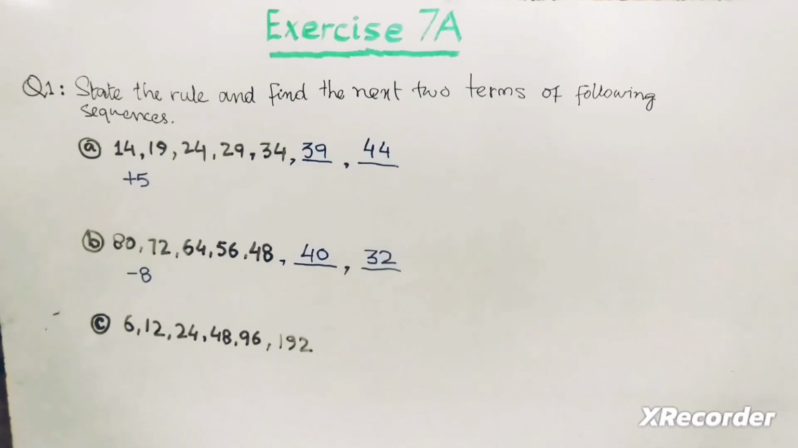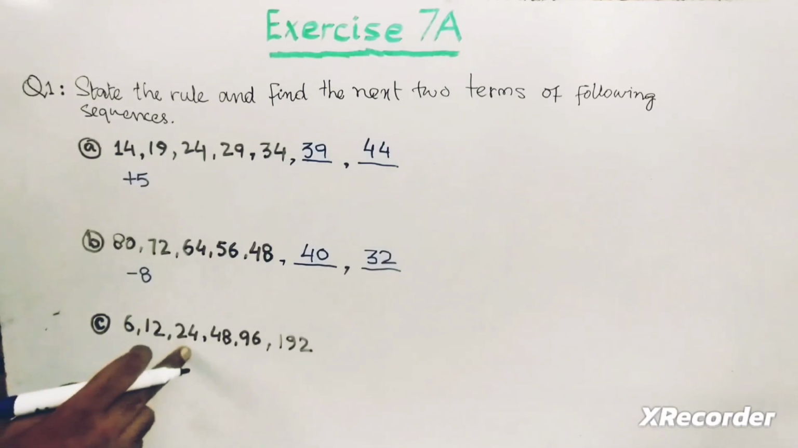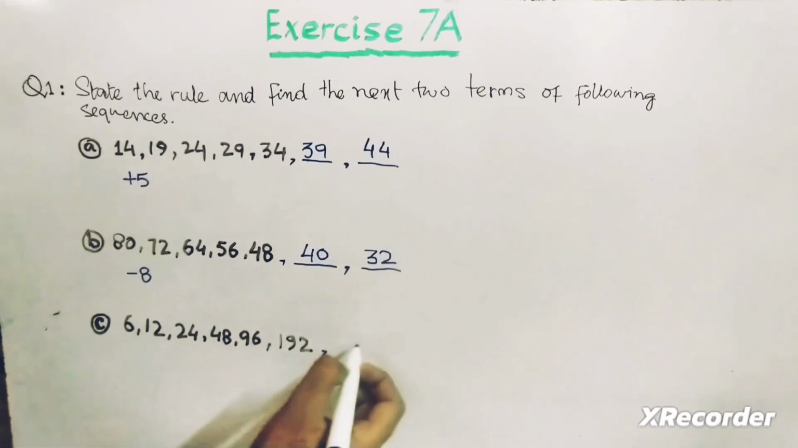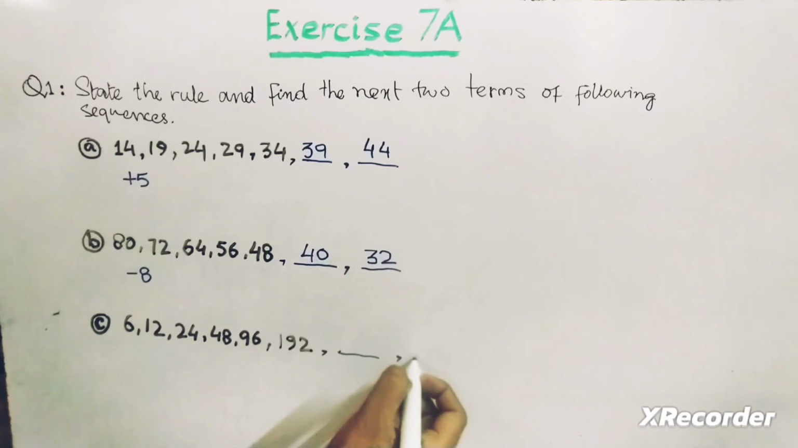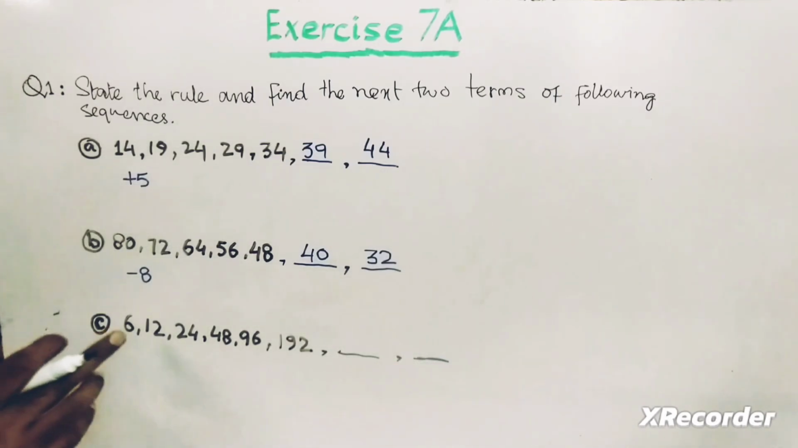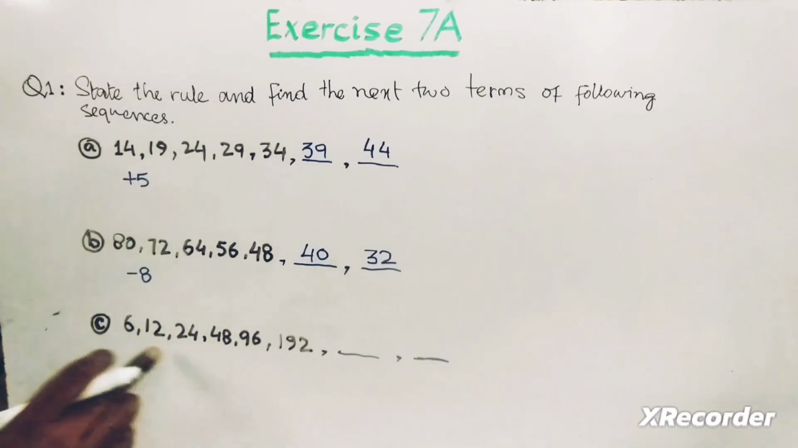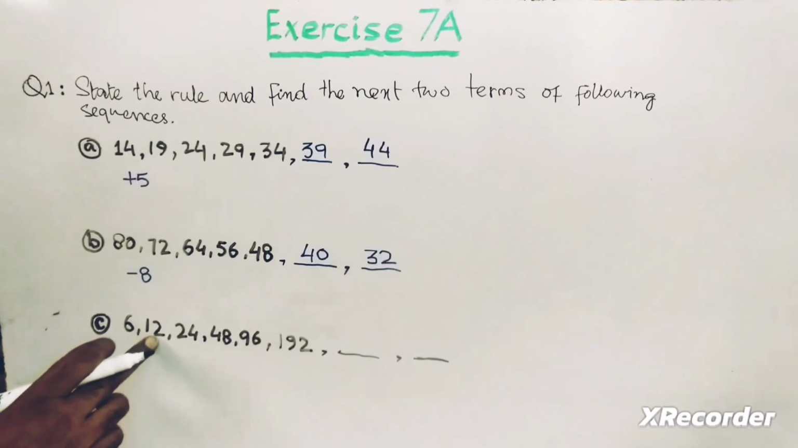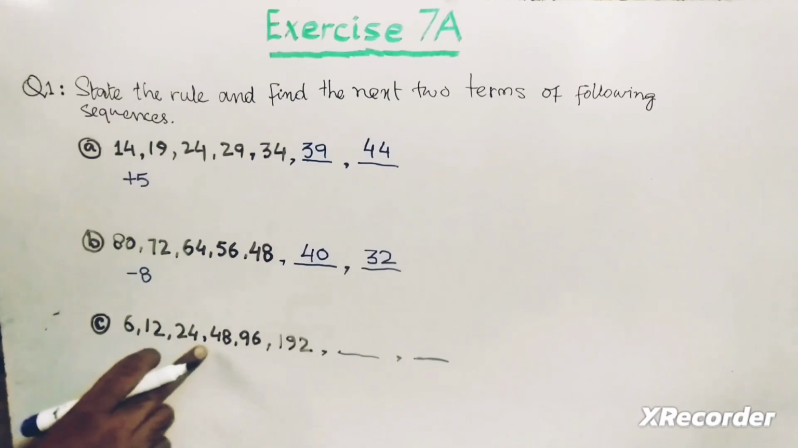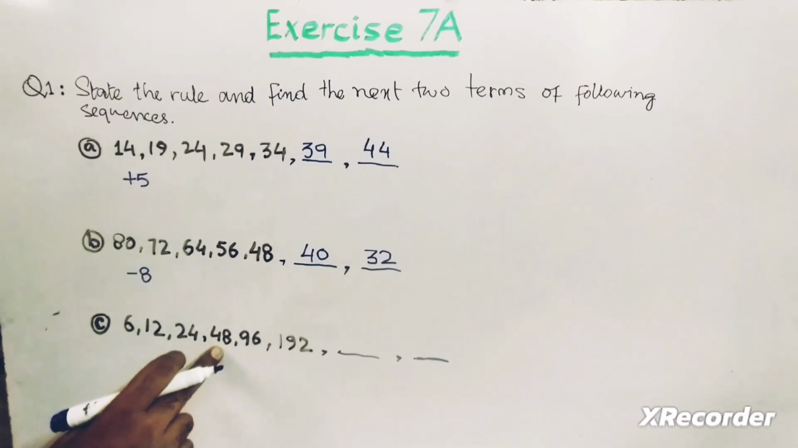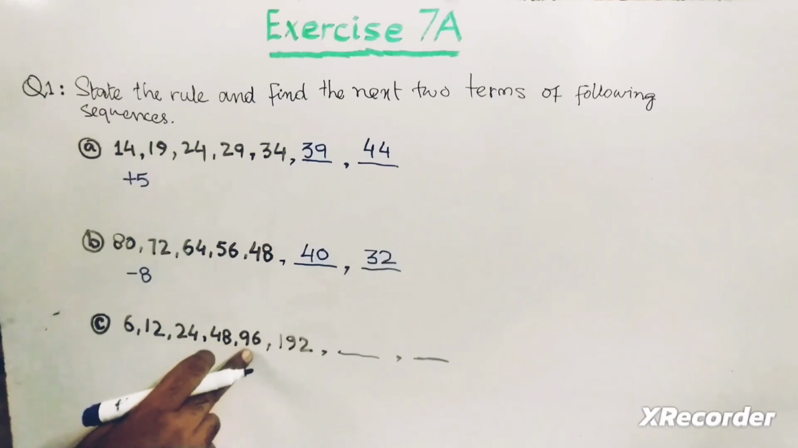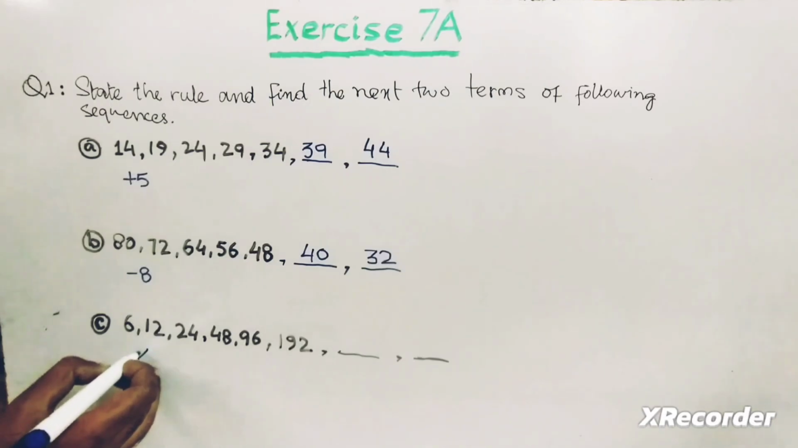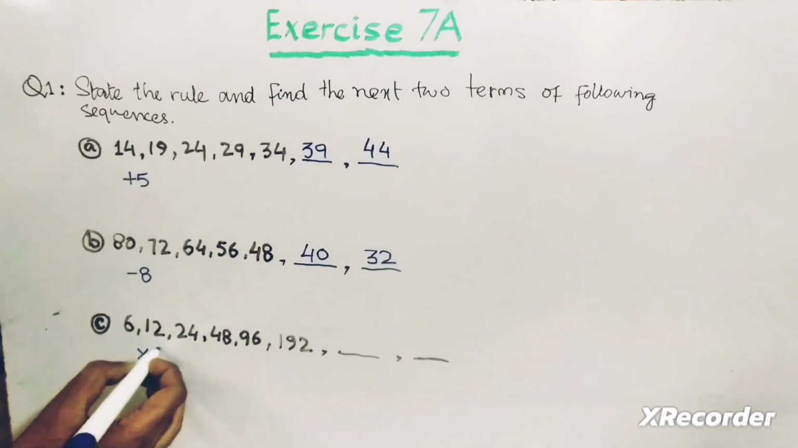Part C, 6, 12, 24, 48, 96, 192. What are the next two terms? So first of all, we have to find the rule. So 6 multiplied by 2 becomes 12. When 12 is multiplied by 2, it becomes 24. When 24 is multiplied by 2, it gives 48. 48 times 2 is 96. 96 times 2 is 192. So the rule is to multiply each term by 2 to get the next term.